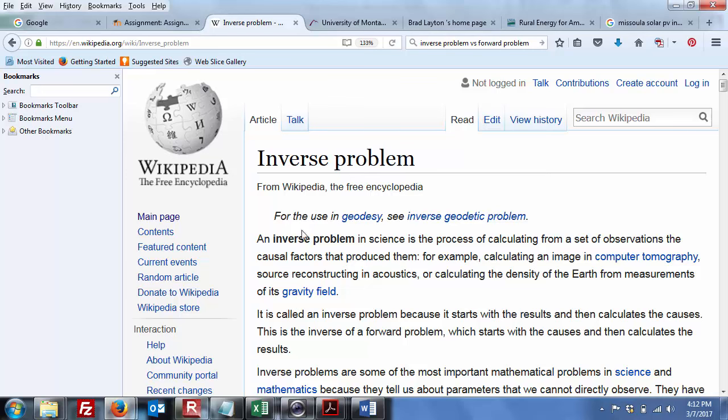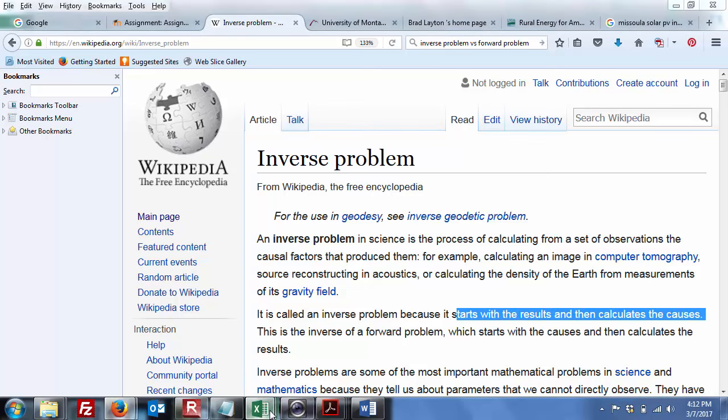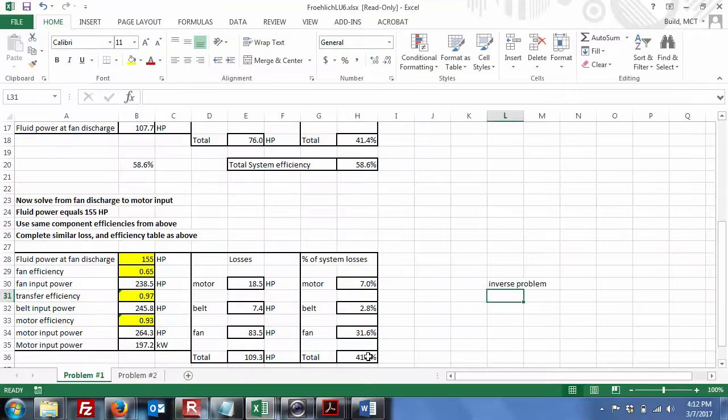Inverse problem in science: the process of calculating, from a set of observations, the causal factors that produce them. And that's the one I just gave. Computed tomography is a classic one. Or calculating the density of the Earth from its gravity field, or calculating the original power coming into your power system based on what the losses are. They don't give that, I just put that in there. But it's called inverse because it starts with the results and calculates the causes. So, cool. And that's basically what we're doing here.